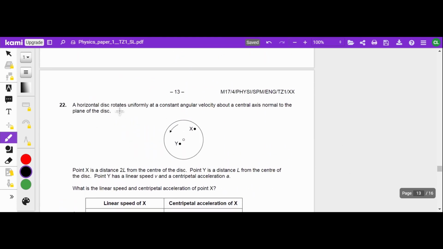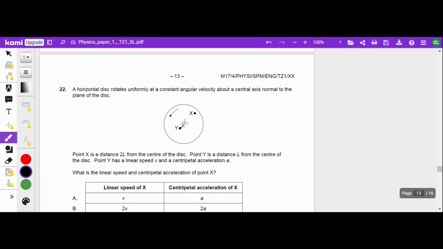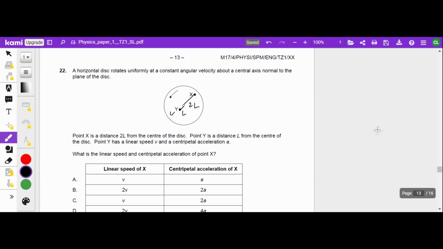A horizontal disk rotates uniformly at a constant angular velocity about a central axis normal to the plane of the disk. Point X is a distance 2L from the center of the disk. Point y is a distance L from the center of the disk. Point y has a linear speed of v and a centripetal acceleration a. What is the linear speed and centripetal acceleration of point x?